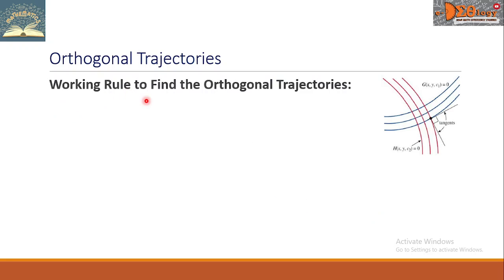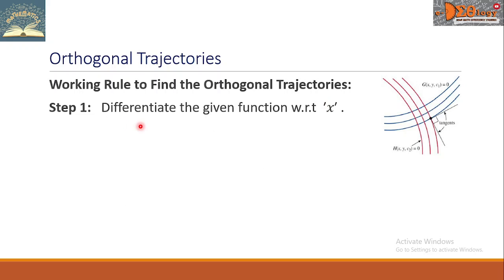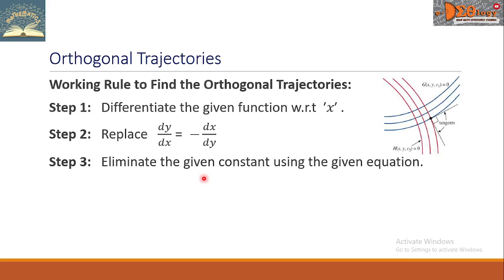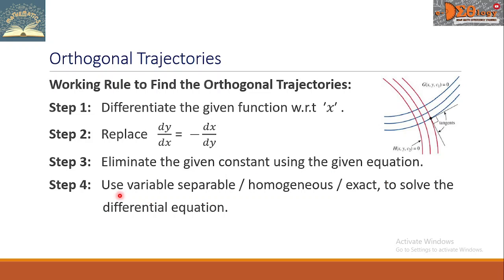Here is the working rule to find the orthogonal trajectories. Step 1. Differentiate the given function with respect to x. Step 2. Replace dy over dx with negative dx over dy. Step 3. Eliminate the given constant, if any, using the given equation. Step 4. Use the method of variable separable, homogeneous, or exact to solve the differential equation.